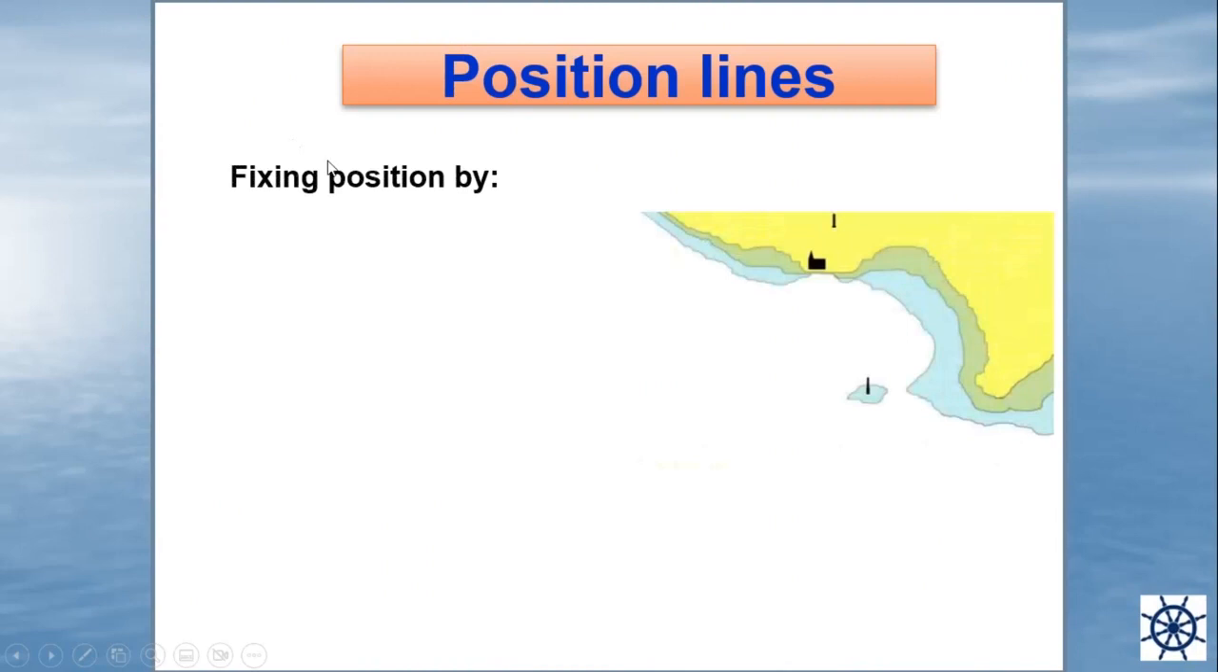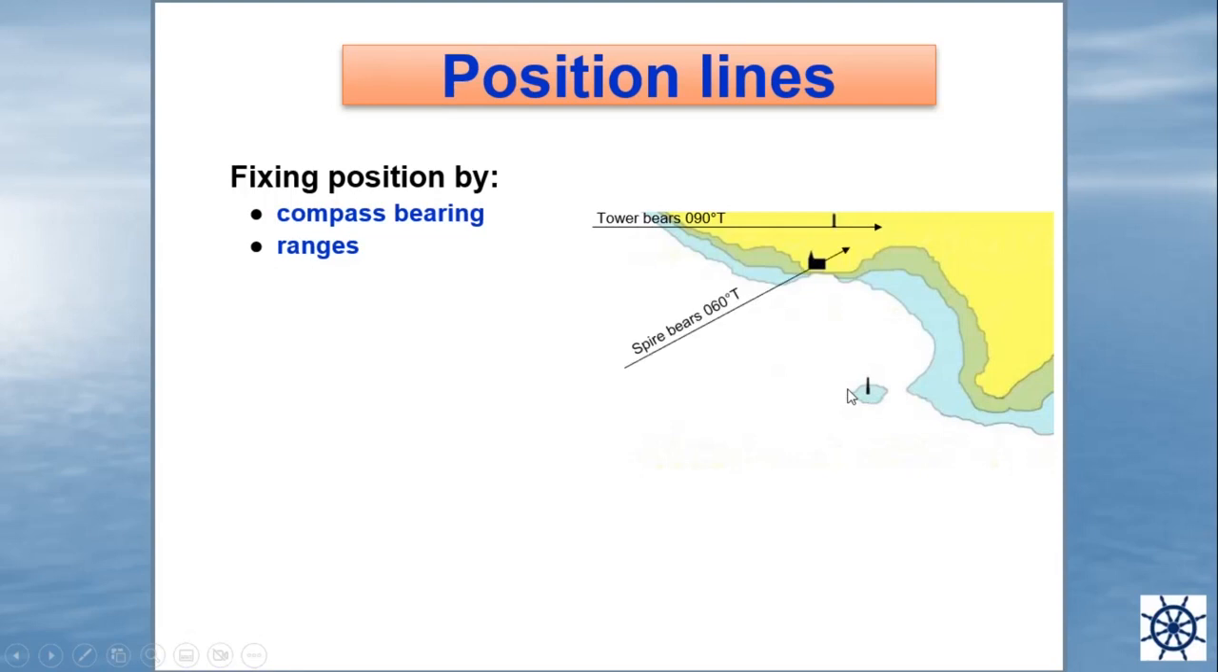Position lines. No? Fixing position by compass bearings, no? By ranges, no? Yung layo and yung ating angle, no? Compass bearing. Tower bears 090. Yan, yung tower natin 090. Our spire bears 060. So tower is 090, no? So, yan ang ating dalawang reference point.